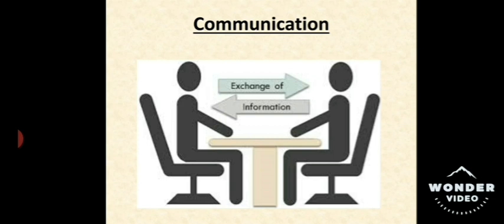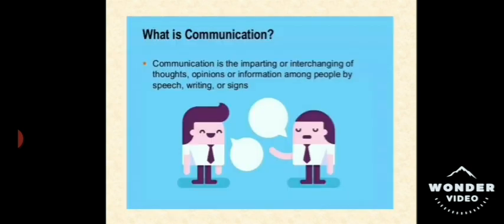When you talk with your friends, either in front of each other or on phone or through some message, you pass some information, you share some thoughts. All this is called communication. See, here two friends are talking, that means they are again communicating with each other. So, communication is the imparting or interchanging of thoughts, opinions, or information among people by speech, writing, or signs.